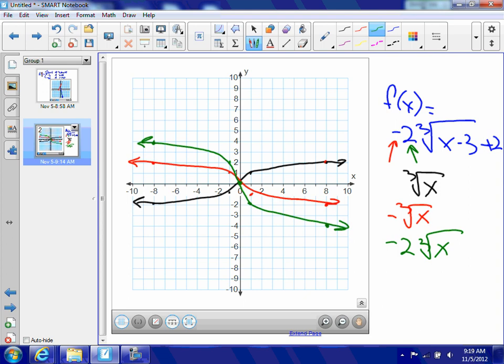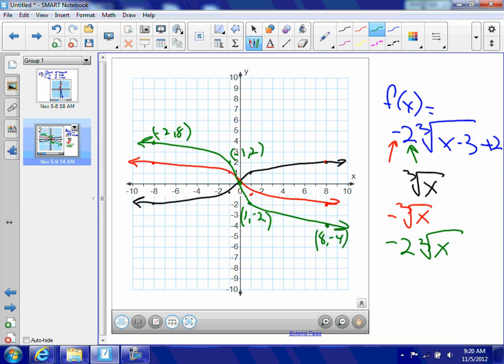So this coordinate right here, I'll write that in there in green. That's -1, 2. And this is -8, 4. And I still have 0, 0. This is 1, -2. And this is 8, -4.